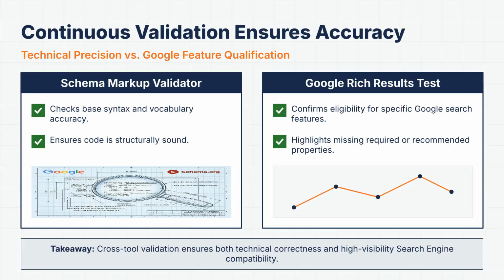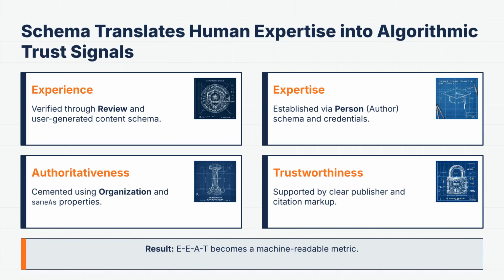Finally, always prioritize continuous validation. By using both the Schema Markup Validator and Google's Rich Results Test, you ensure your code is technically sound and optimized for maximum search visibility. Schema serves as a bridge, translating your human expertise into verifiable algorithmic trust signals.